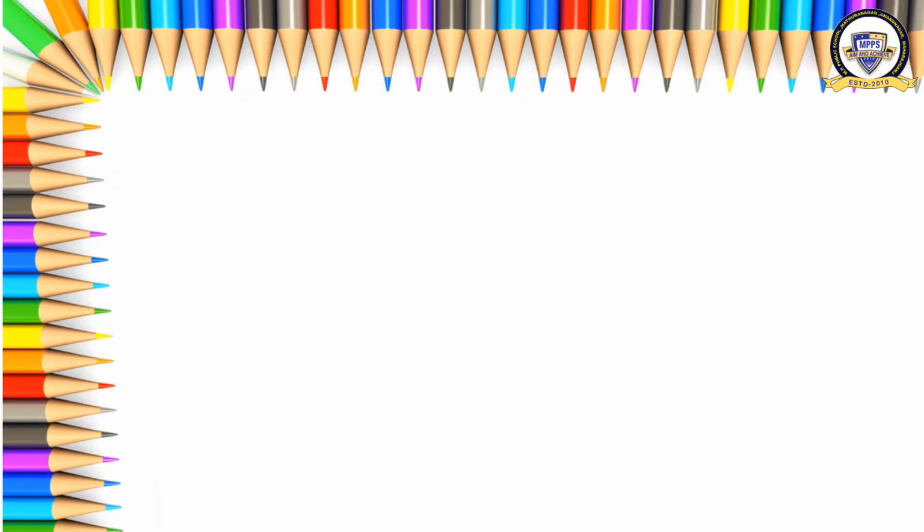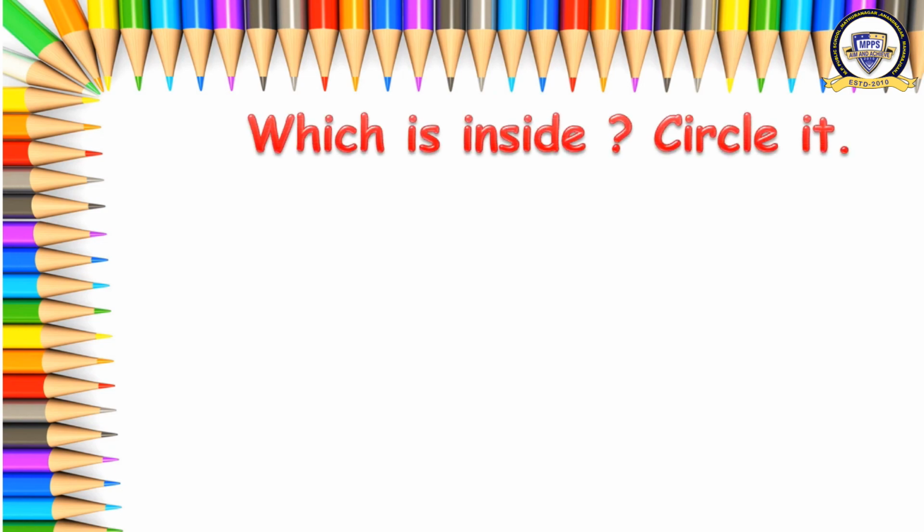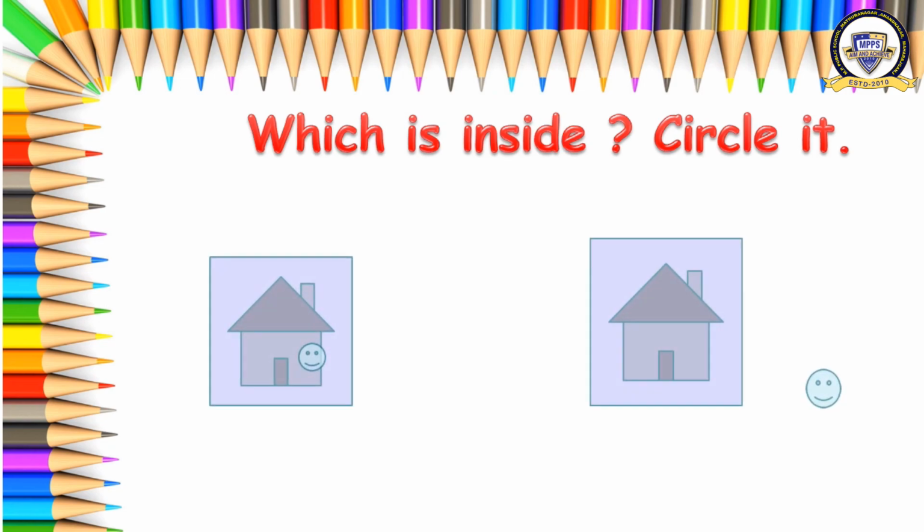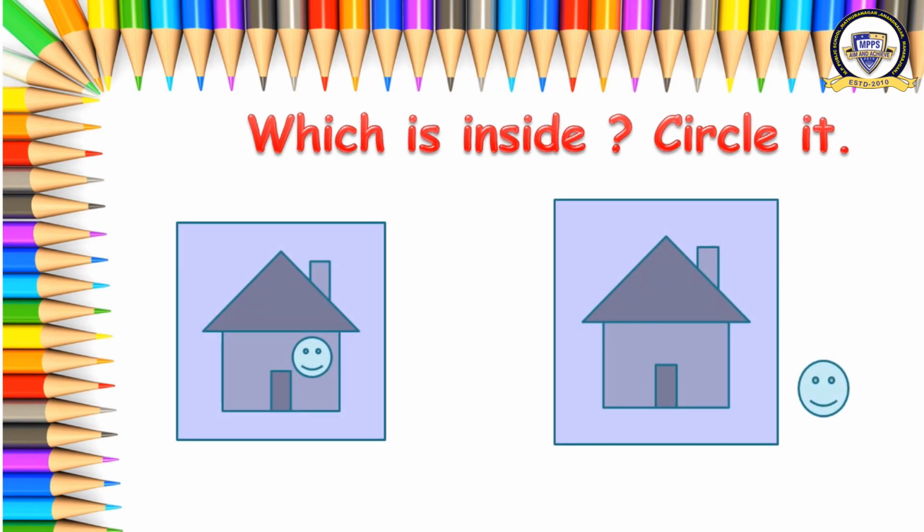Okay. Now the next question. What is the next question? You have to mark the inside one. You have to put the circle on the inside one. Now see the pictures. There are two pictures. There is a smiley and a house. In one picture you can see the smiley is along with the house, and in the other picture the smiley is inside and outside. Yes, in the second picture the smiley is outside.